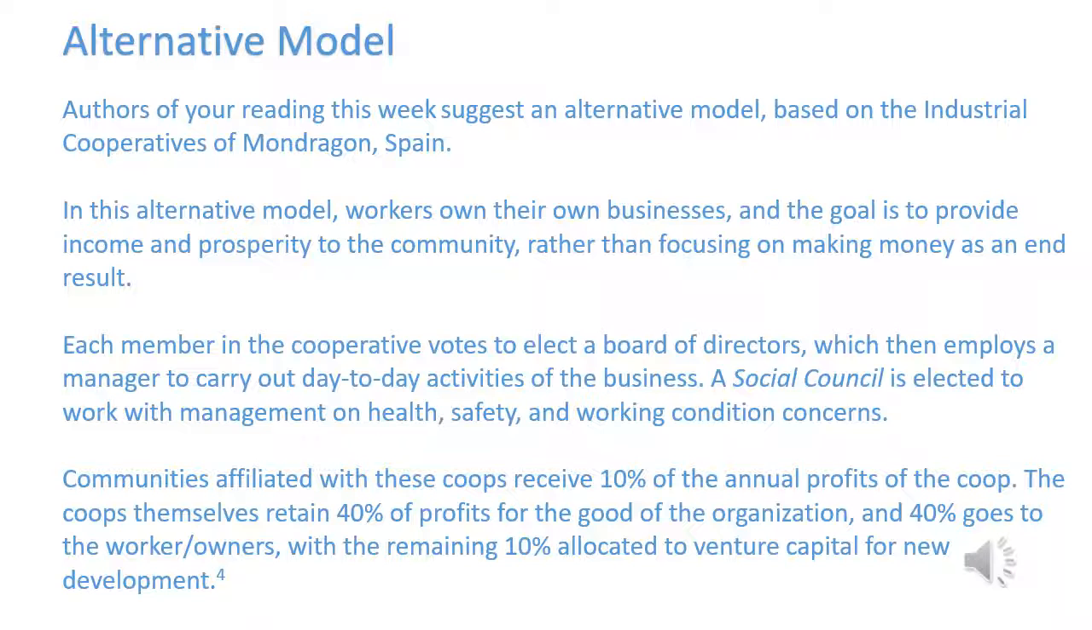A social council is elected to work with management on health, safety, and working condition concerns. Communities affiliated with these co-ops receive 10% of the annual profits of the co-op. The co-ops themselves retain 40% of profits for the good of the organization, and 40% goes to the workers' owners, with the remaining 10% allocated to venture capital for new development.